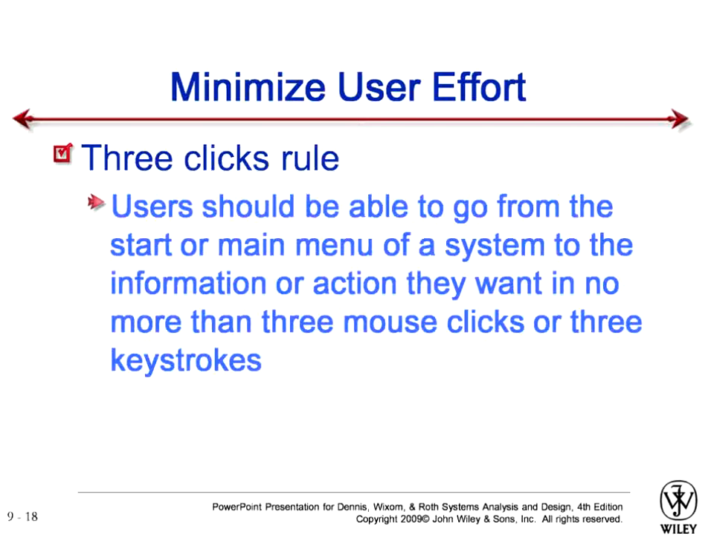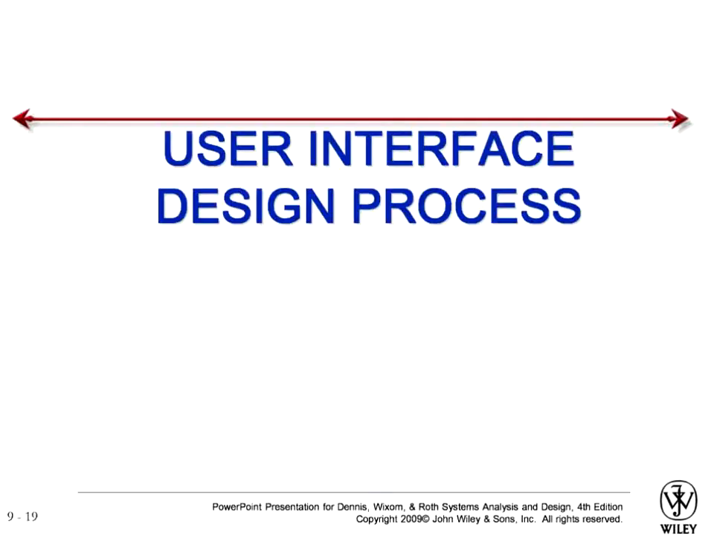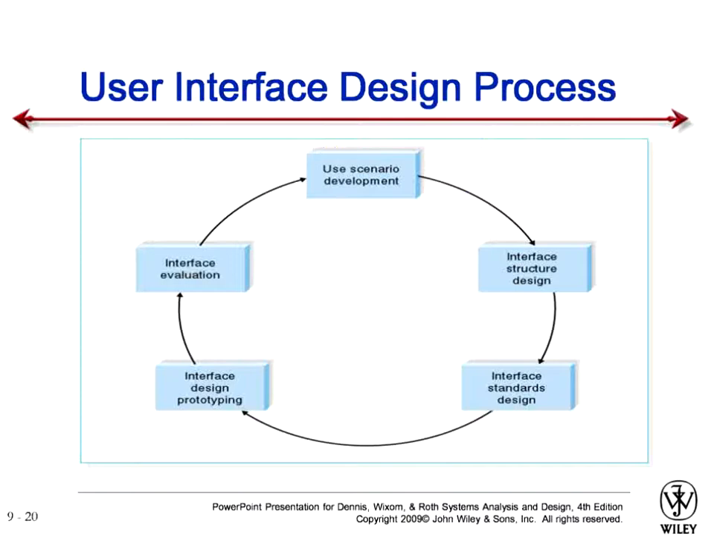Then I gave you the 3 clicks rule, that all the information in your system should be no more than 3 clicks away. And then I told you about the user interface design process. This is the overall process. The first step is use scenario development, then structure design, then standard design, then interface design prototyping, and then its evaluation.